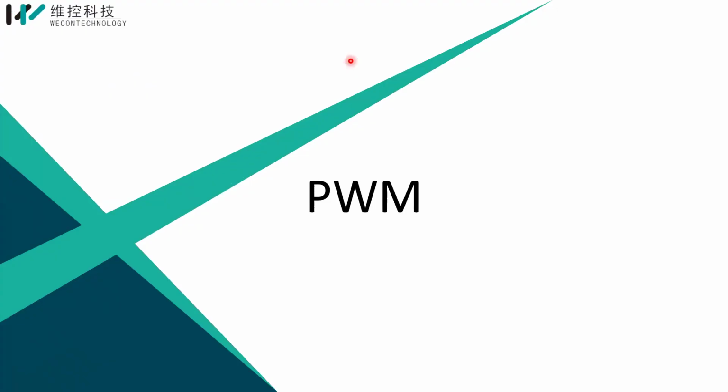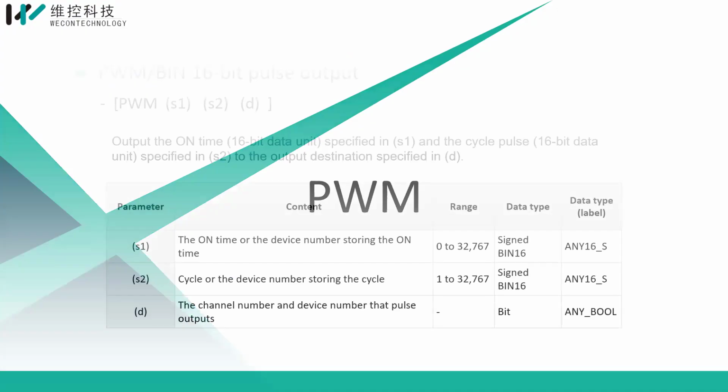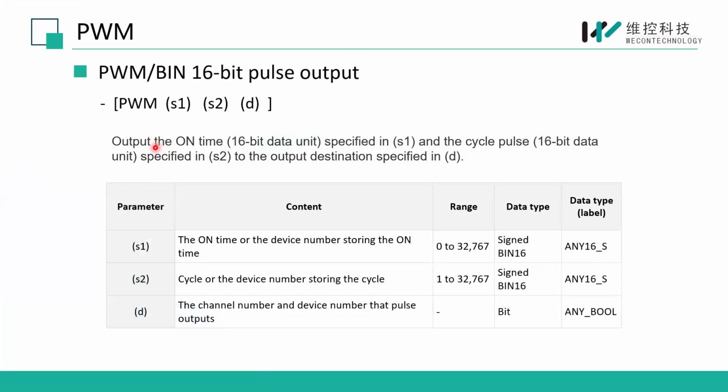Okay, part 3 is PWM. PWM outputs the on time specified in S1. Sorry. Wait a moment. Sorry.